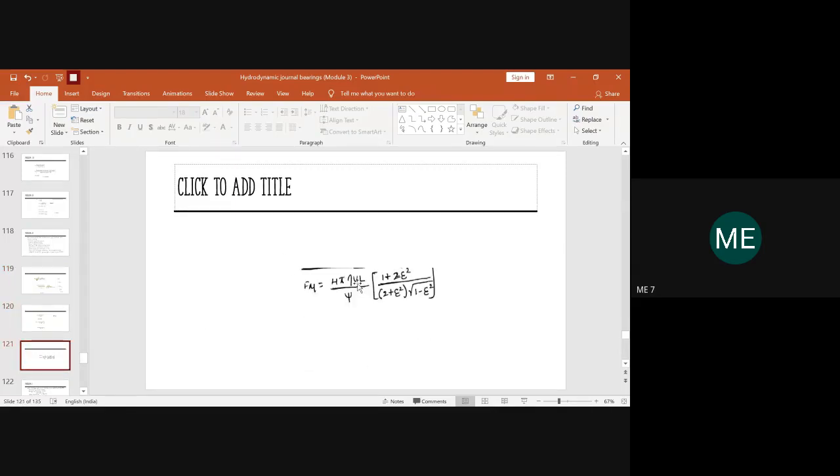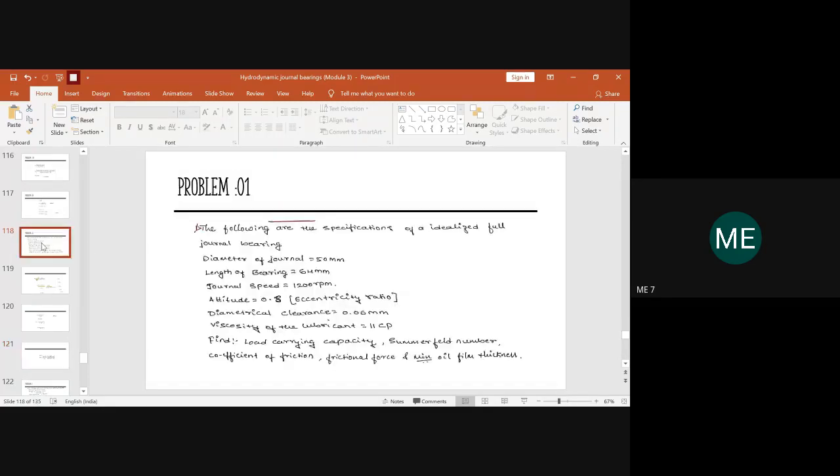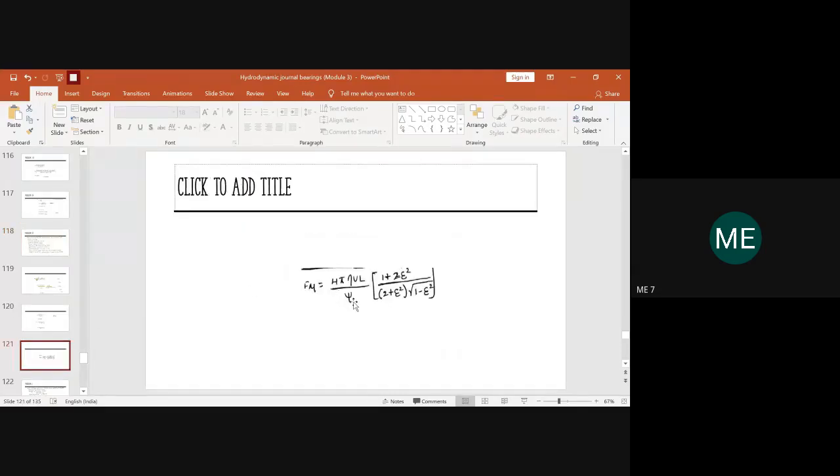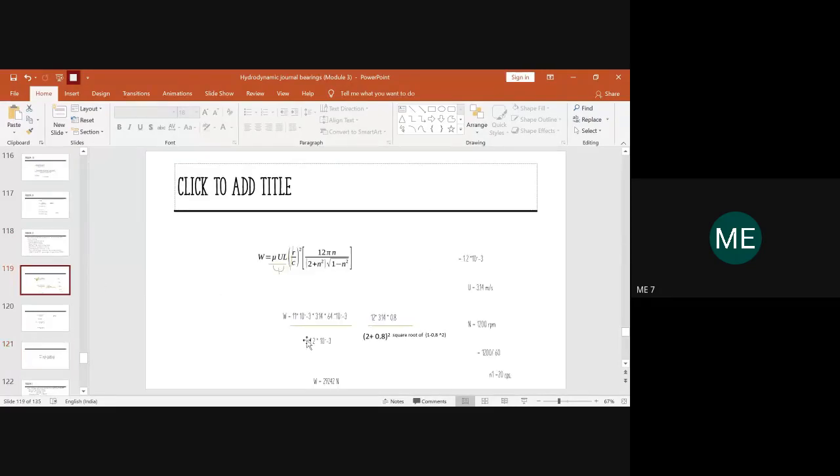Right? So here U value you will write, and then the length of the bearing. The length of the bearing is 64 mm. Convert that into meter divided by the diametrical clearance ratio. So that is equal to 1.2 into 10 raised to minus 3.